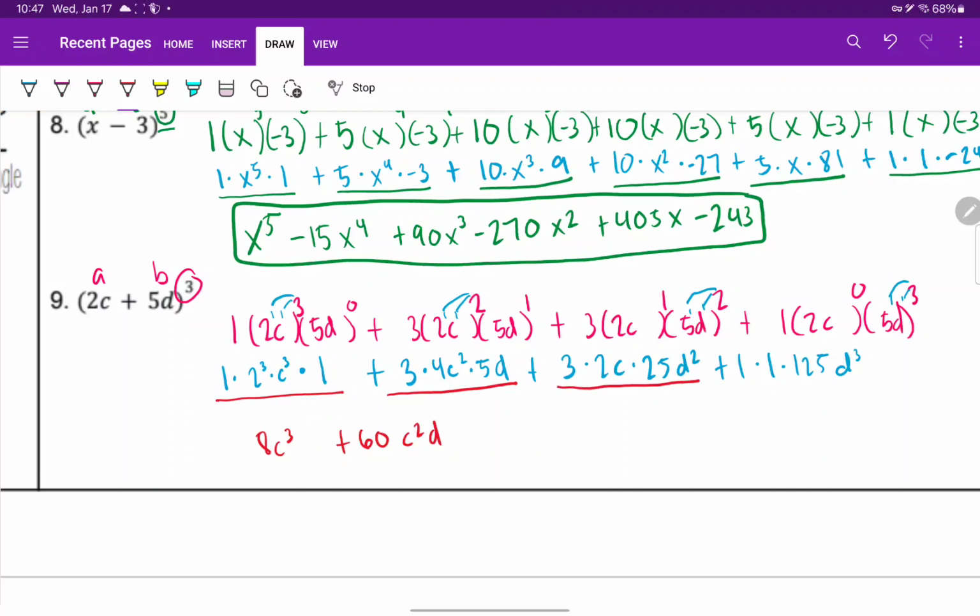And for this next one, again, you might just want to multiply the numbers. 3 times 2 is 6, 6 times 25 is 150. And then C times D squared is CD squared. And then last, 1 times 125 is 125 D to the third power. And this is my final answer.